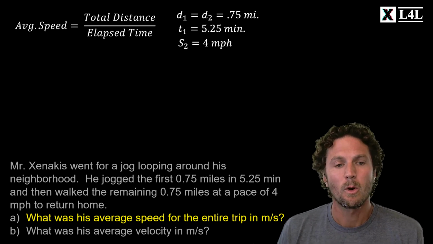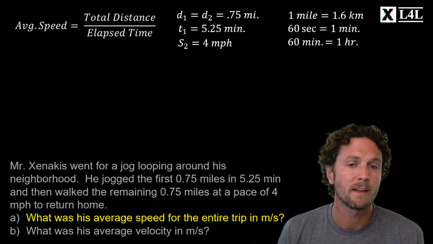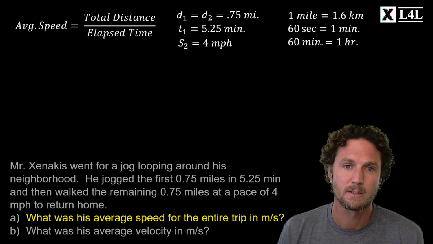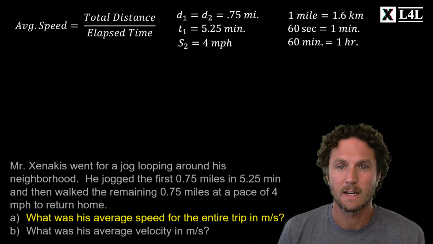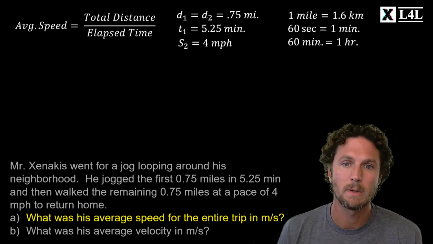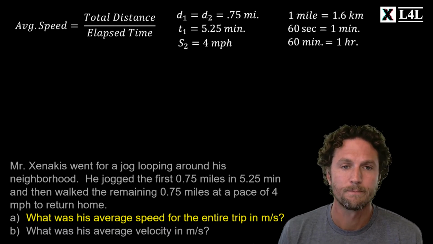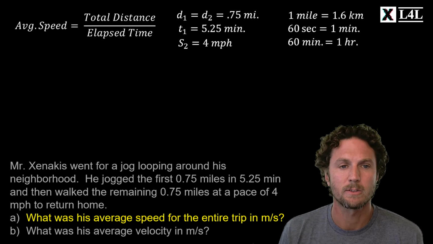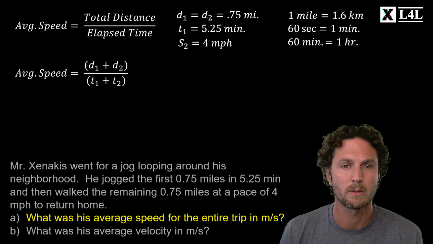Okay, what we're also aware of is that we have to find the answer in meters per second. So I've identified some conversion factors. 1 mile is 1.6 kilometers, 60 seconds being in 1 minute, and 60 minutes is equal to 1 hour. Okay, so now that I've gone through the problem and I've identified some things, let me go back to my original equation and start to work it through with the variables that are part of this problem.